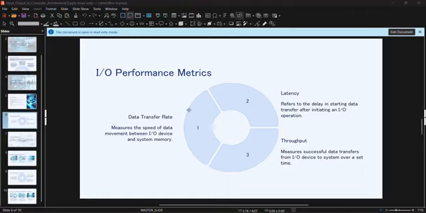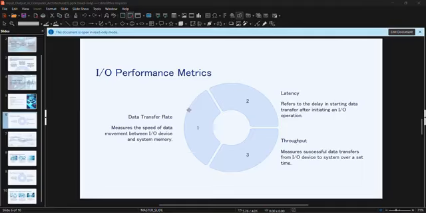Now let's move on to performance metrics, input output performance metrics. We have data transfer rate, latency, and throughput. So the performance of an input output system is based on these three metrics. What is data transfer rate? It measures the speed of data movement between input output devices and system memory.